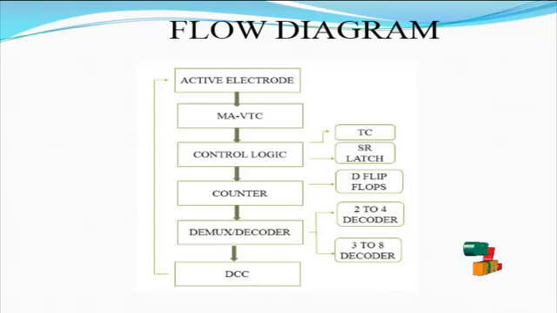The flow diagram consists of active electrode, moving average voltage to time converter, control logic, counter, DMX bar, decoder, and DCC circuits. The processing of the biosignal is performed in the time and digital domain. The advantages of digital CMOS technology are utilized. The analog biosignal coming from the electrode is directly connected to the front-end circuit and is converted to time with the voltage to time converter.